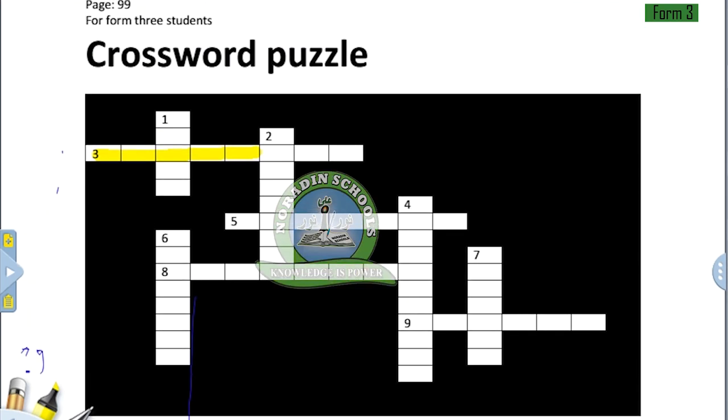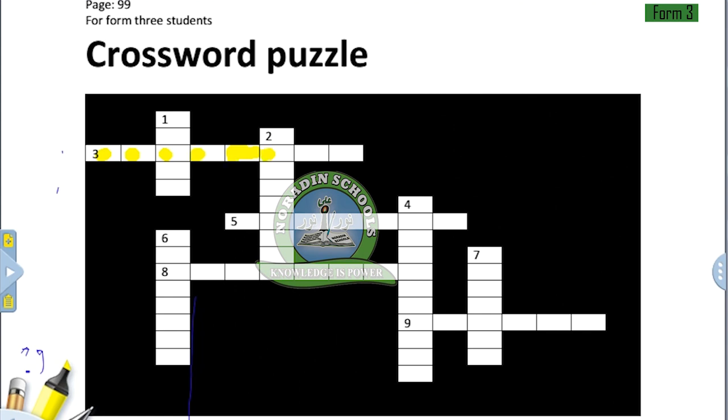Okay, you see how many empty areas you got here? Let's count. You got one, and then two. Because we will start the down, the across. Three, four, five, and six.